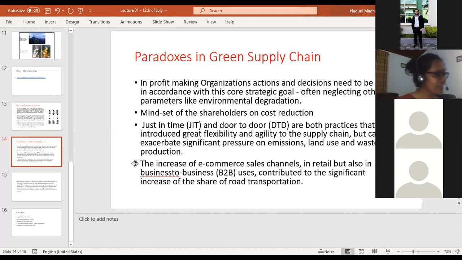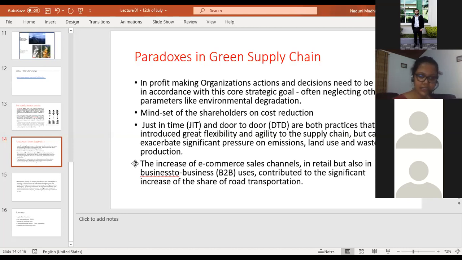So just in time, the concept. The very moment you hear the word just in time, what comes into your mind? Which company? Just in time? Toyota. Yes, that's it. Toyota. I told you that Toyota is one of the best green brands.